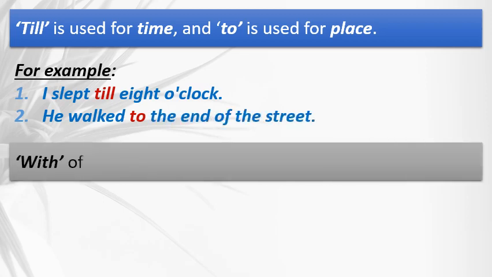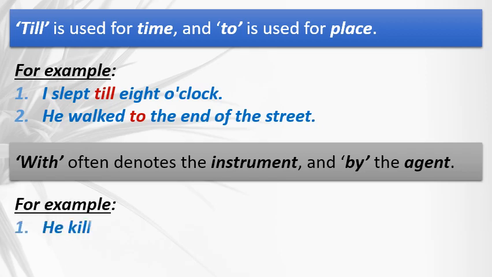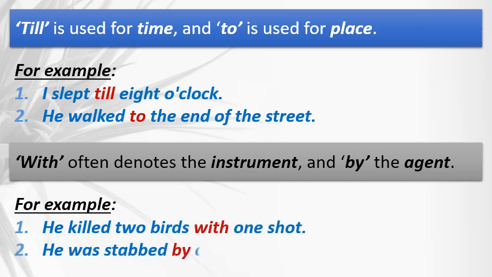Let us see the 17th rule: with often denotes the instrument and by the agent. To clarify it, let's see some examples. Number 1: He killed 2 birds with 1 shot. Number 2: He was stabbed by a lunatic with a dagger.